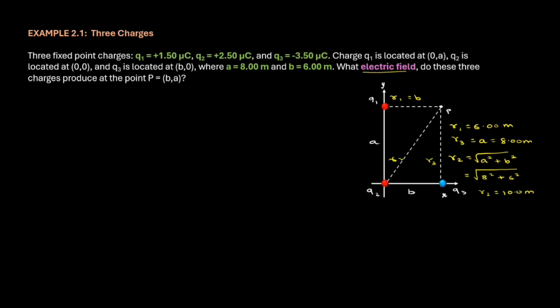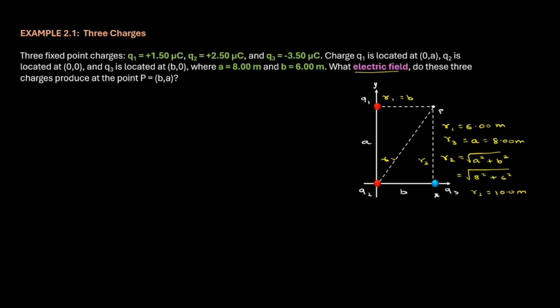After we find the distances, now we are going to show the direction of electric field at point P. Now charge Q1 is a positive charge, and we know electric field due to a positive charge goes away from the charge. So electric field at point P because of charge Q1 will point away from it towards right, and we will call this E1.